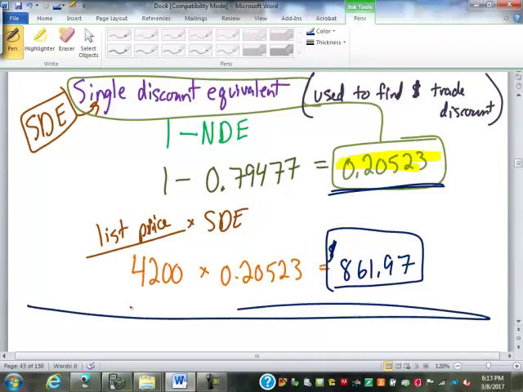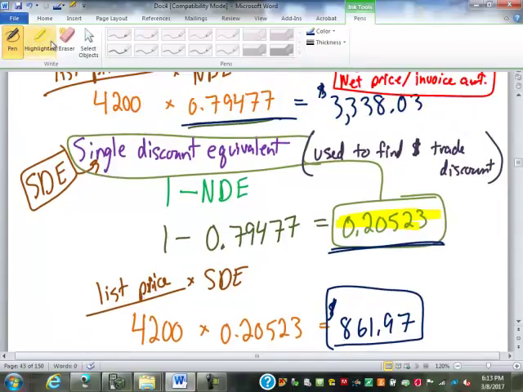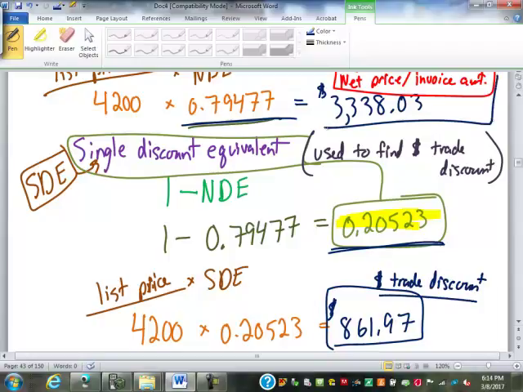Now, one thing you should note, this is the dollar amount of the trade discount. This is the net price, or the invoiced amount. Those two amounts better add up to the list price.